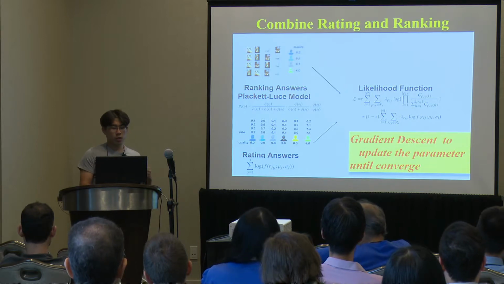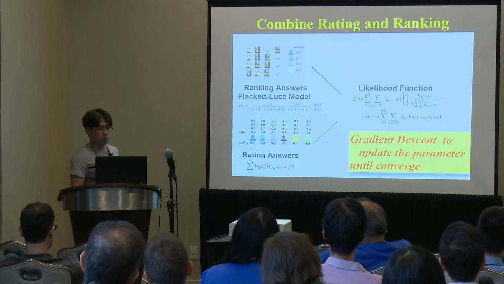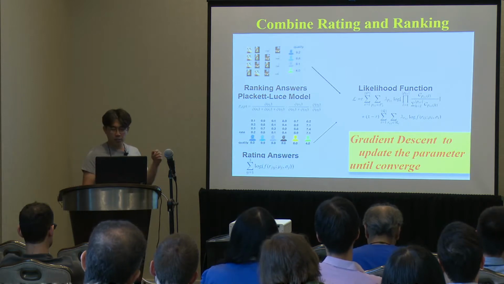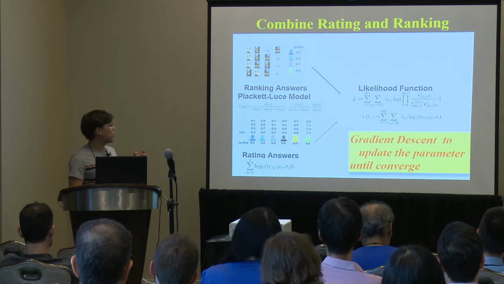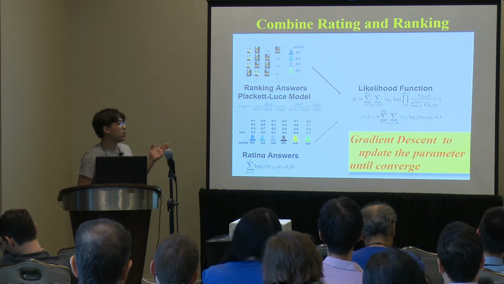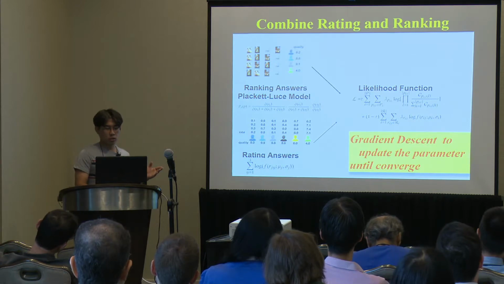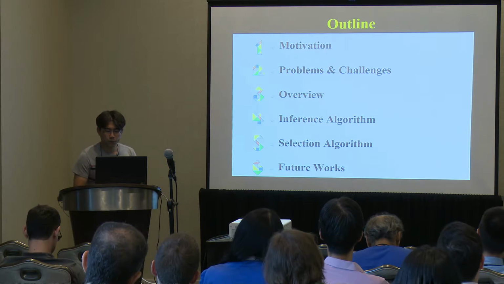Then we use a linear combination of ranking and rating answers. We define a likelihood function for the linear model. Notice the tau, which is between 0 and 1. If the ranking answer is more reliable, the tau will be bigger. Otherwise, the tau will be smaller. And then we use gradient descent to update the parameters until convergence.